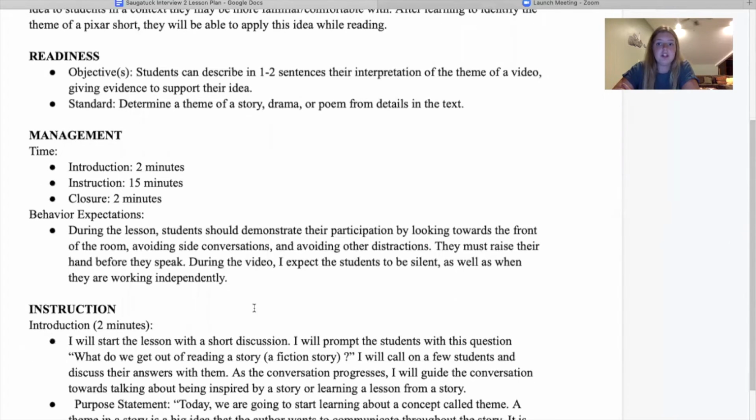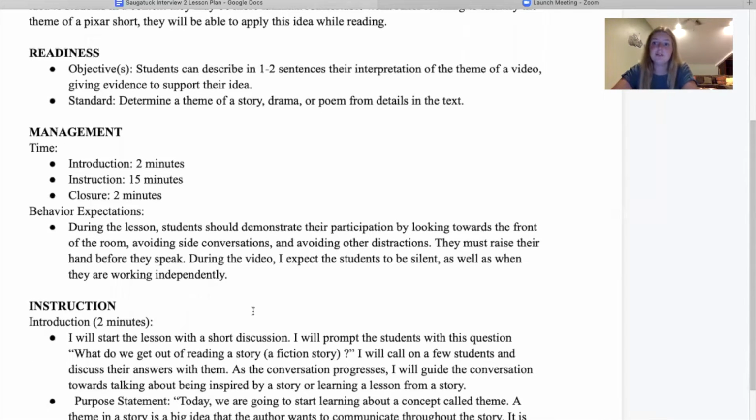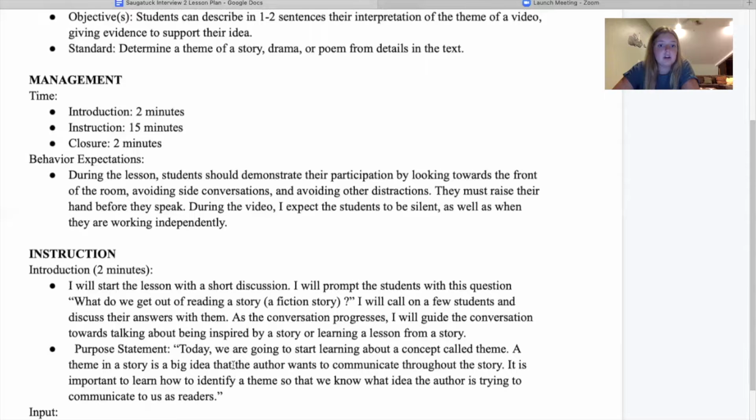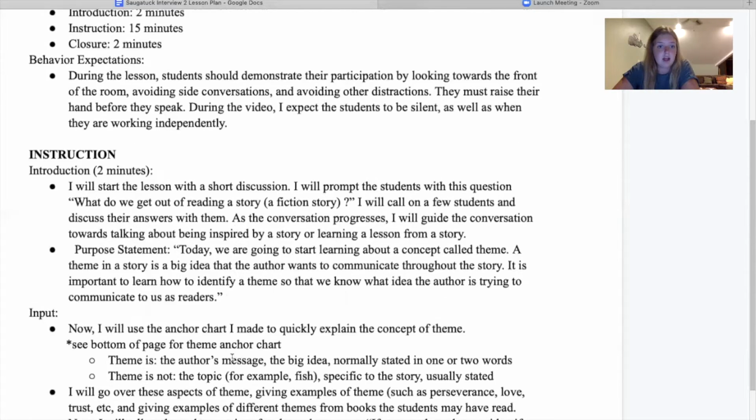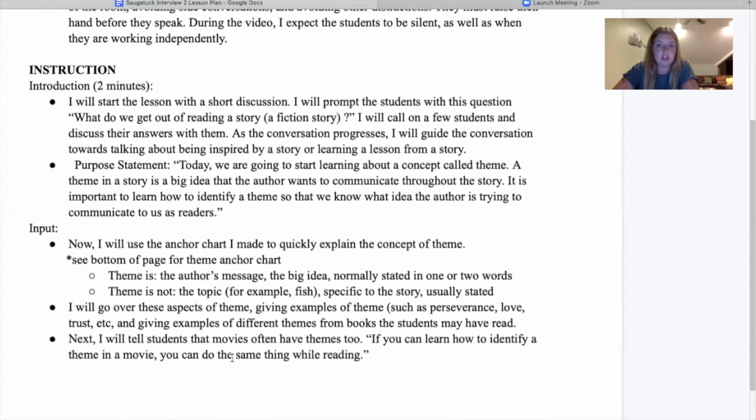If I were teaching this lesson in real life, I would introduce myself and state some expectations for the lesson. I would say, make sure you raise your hand if you would like to answer a question or ask a question. I would say, make sure you're showing me that you are paying attention by looking forward and looking at me when I'm talking.